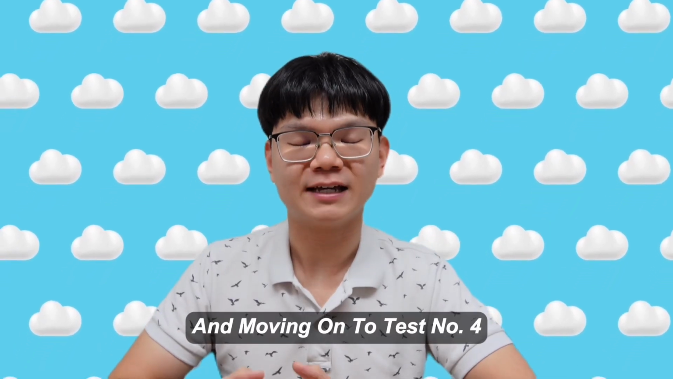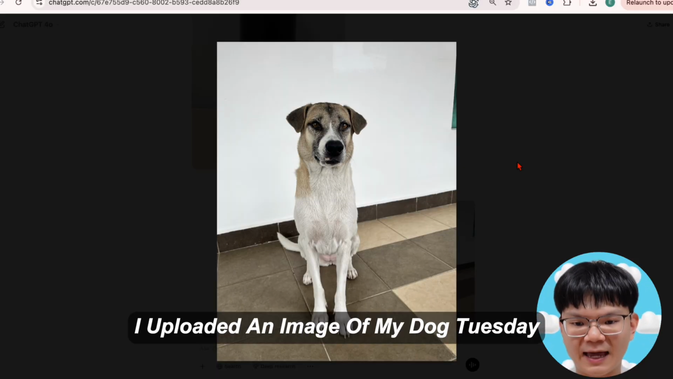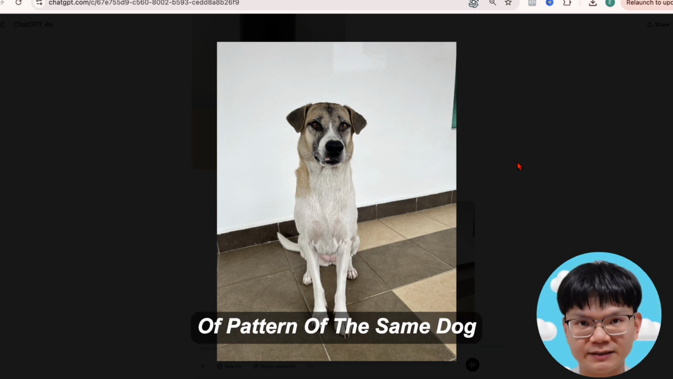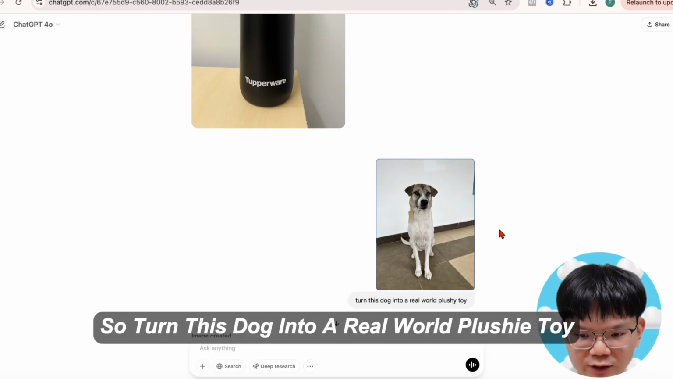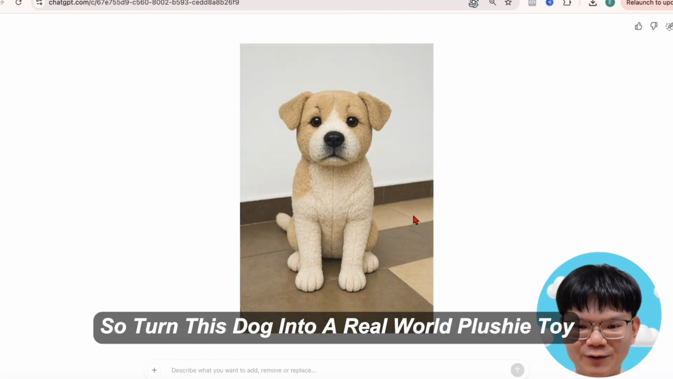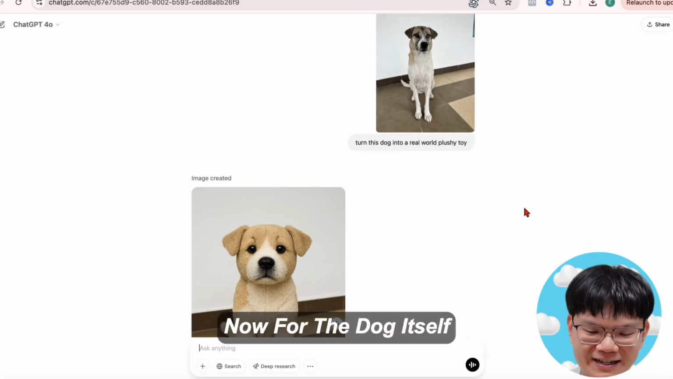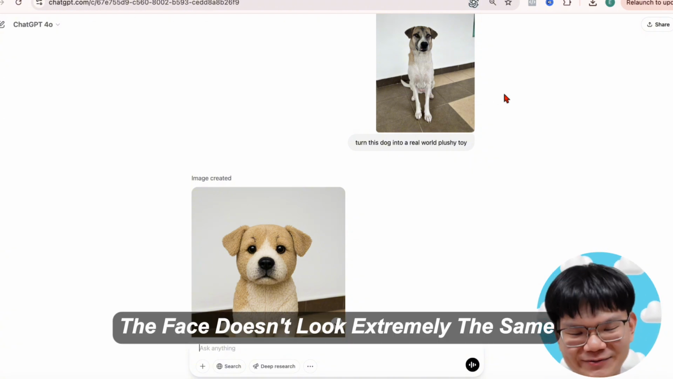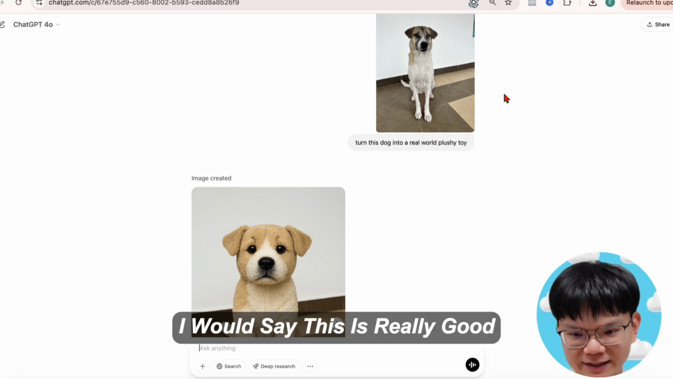And moving on to test number 4, which is character consistency. I uploaded an image of my dog Tuesday. I will ask ChatGPT to make it into a different style or pattern of the same dog. So turn this dog into a real world plushie toy. Wow, this is really 3D plushie toy style. For the dog itself, the face doesn't look exactly the same, but it is almost similar. I would say this is really good.